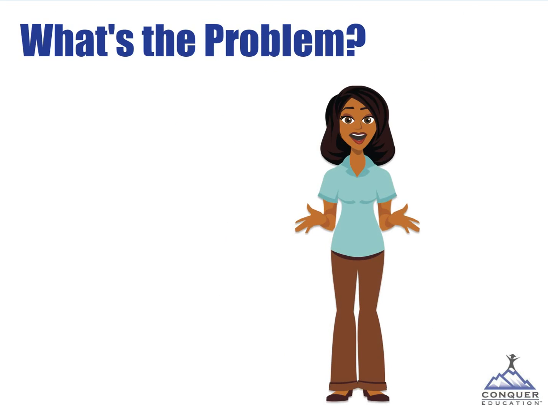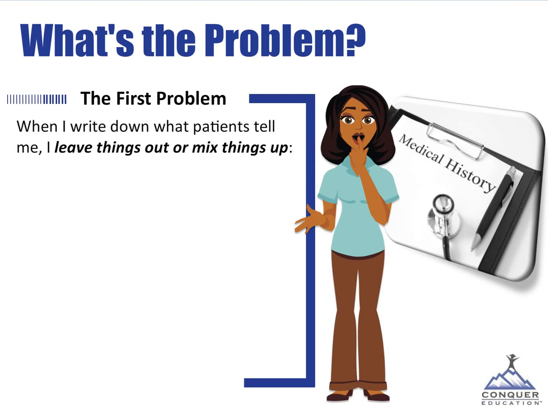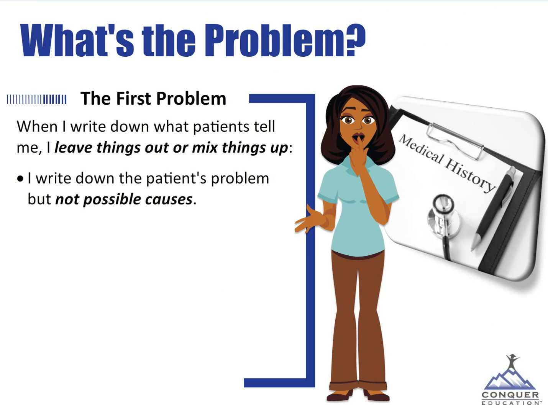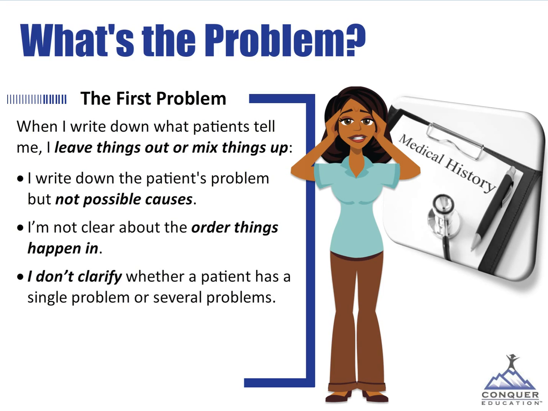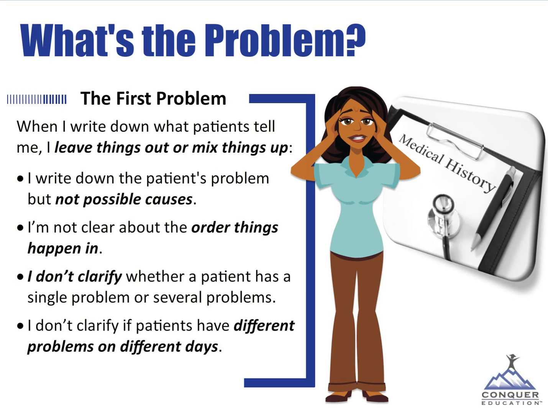There are two big problems. One is that when I write down what patients tell me, I leave things out or mix things up. I write down the problem the patient is having, but forget to write down things that could be possible causes. I'm not clear about the order things happen in. I don't make it clear when a patient is describing a single problem or several problems happening at once. I don't clearly describe that some patients are having different kinds of problems on different days.